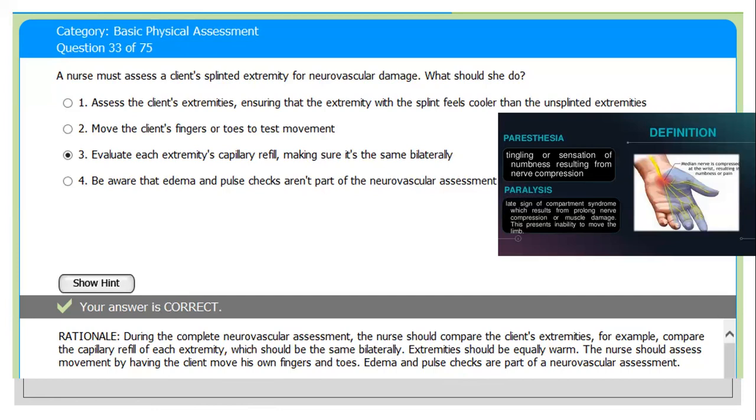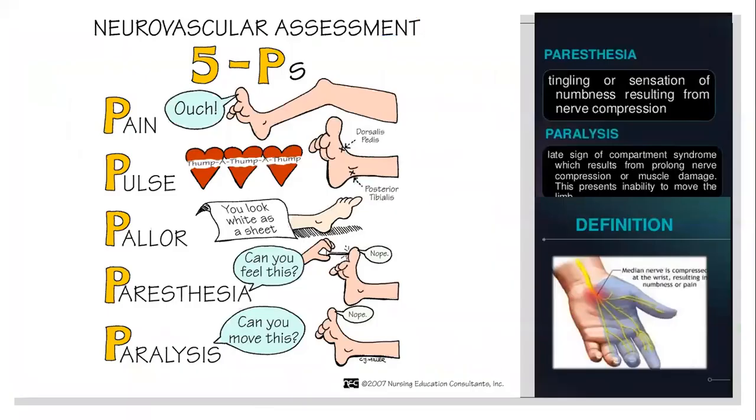Let me talk something more. When we do a neurovascular assessment, we check the pulses. We check the radial pulse, dorsalis pedis pulse, and posterior tibialis should be assessed and also the grade noted. Again, we compare both sides, both legs. We check the color. We check the sensation.